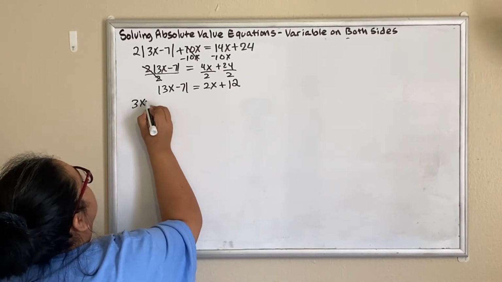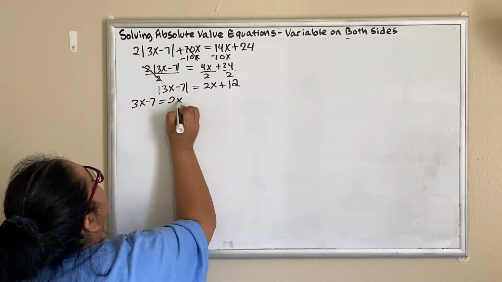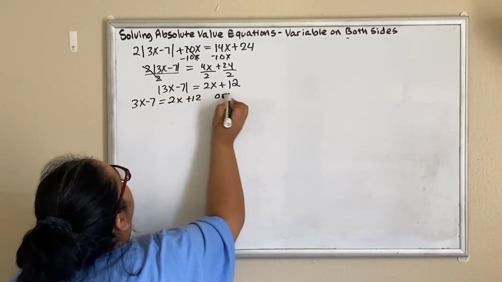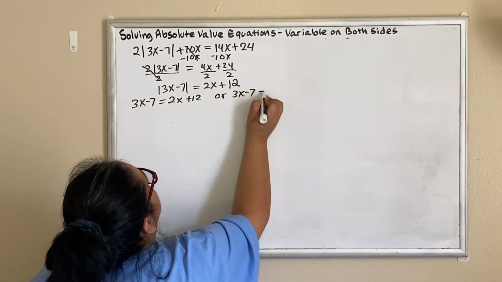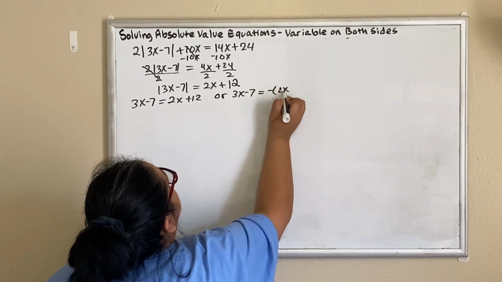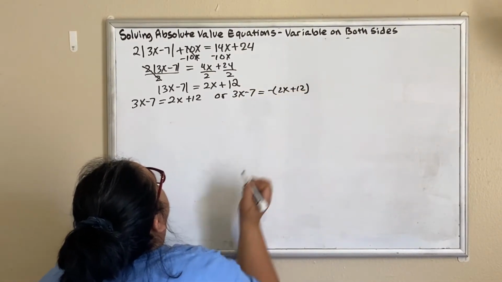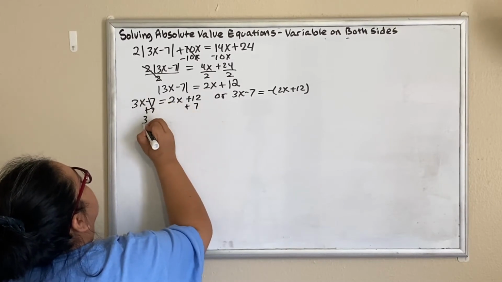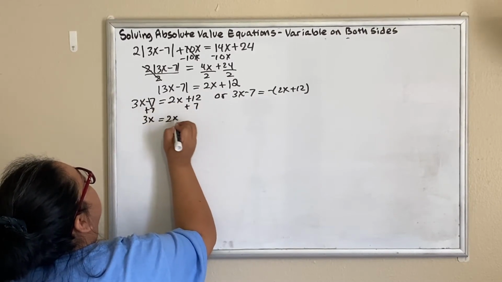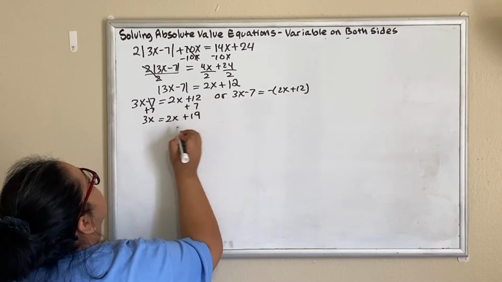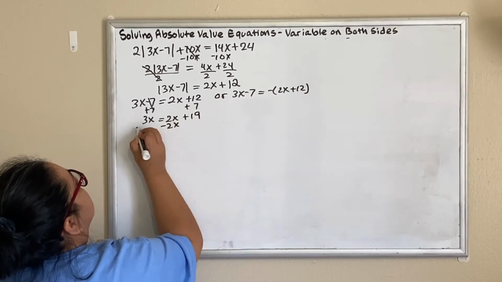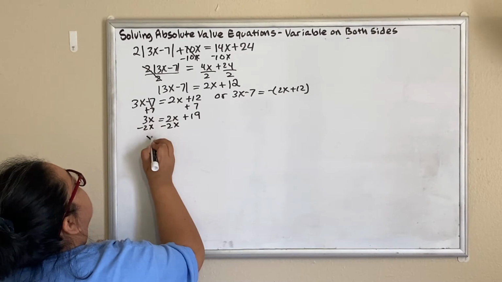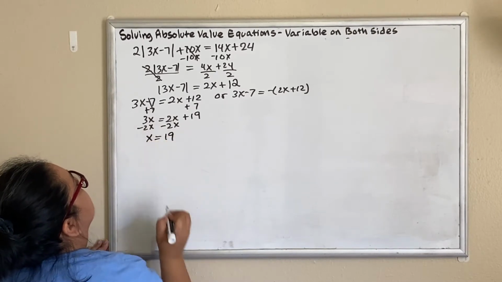I can say 3x minus 7 equals 2x plus 12, or 3x minus 7 equals negative 2x plus 12. So now over here we're going to add 7 to both sides, and we get 3x equals 2x plus 19. Now we're going to subtract 2x from both sides, and we get x equals 19.